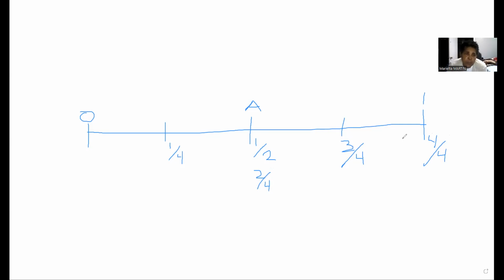The whole from 0 to 1 is just one whole, and I'm dividing that one whole into fractions. The fractions I'm using are fourths. So this is 1/4, this one is 2/4, and 2/4 is the same as 1/2, and this is 3/4. And then the whole is 4/4.